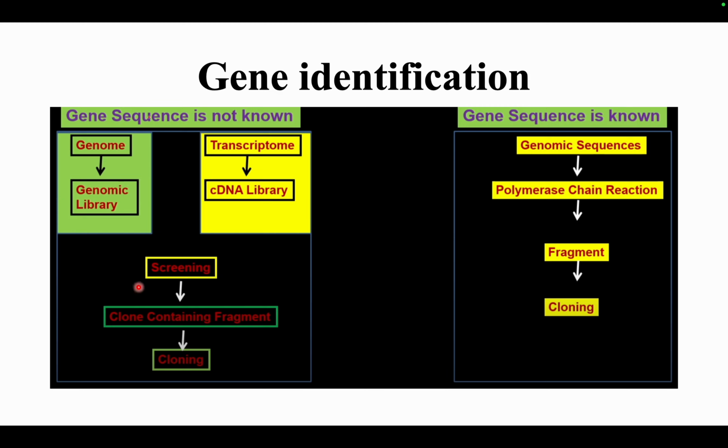And then we'll screen those different sequences, we'll clone the sequences in the vector, and similarly if we know the gene sequence, again we'll amplify that gene sequence using PCR. We'll study about PCR also, and then with that amplified fragment, again we'll do the cloning. So once we get a fragment, the next downstream process for both methods here is similar.